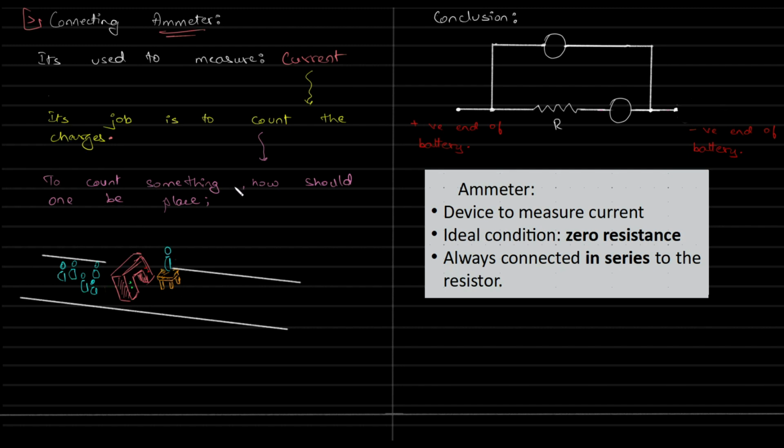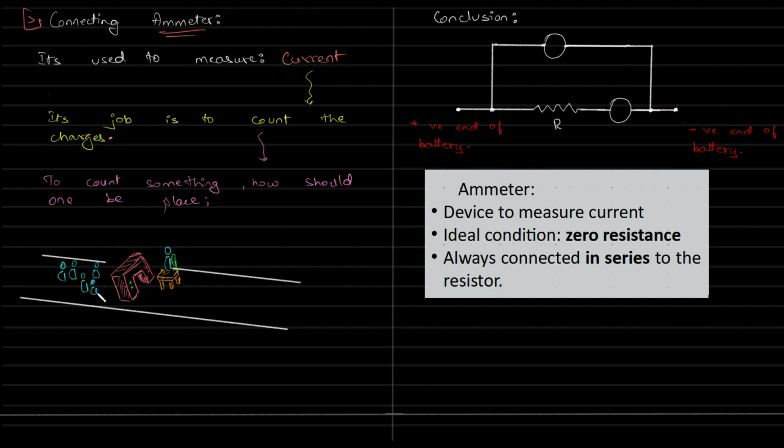So to count something, how should one be placed? Simple, straightforward, general knowledge question. Commonsensical question, not general knowledge, commonsensical question. Say I have a bridge connecting to a secured region, and I am placed as security personnel over there. My job is to see to it that a certain number of people cross this gate, right? So how can I stand, or where should I stand?